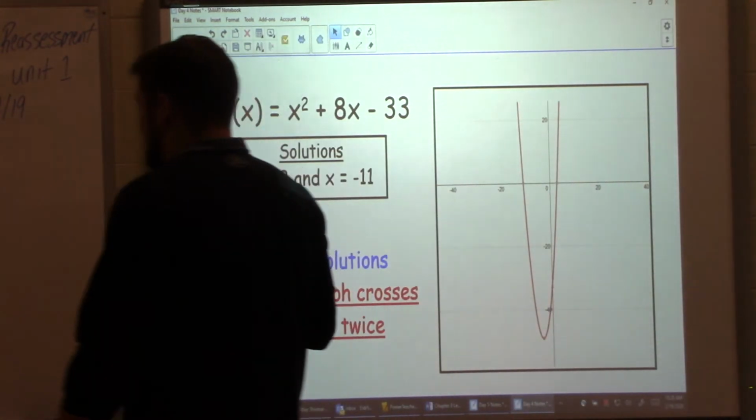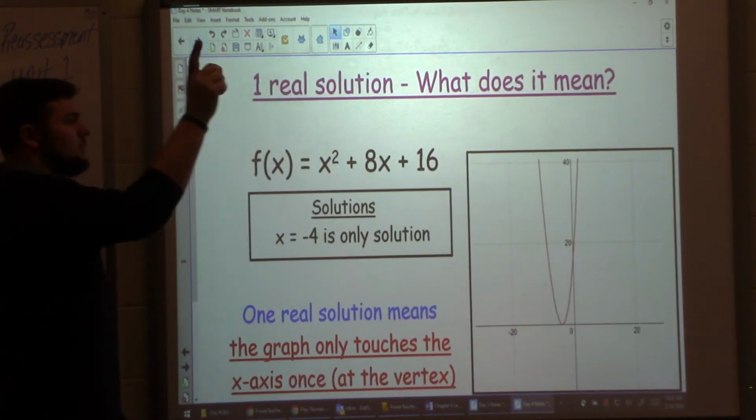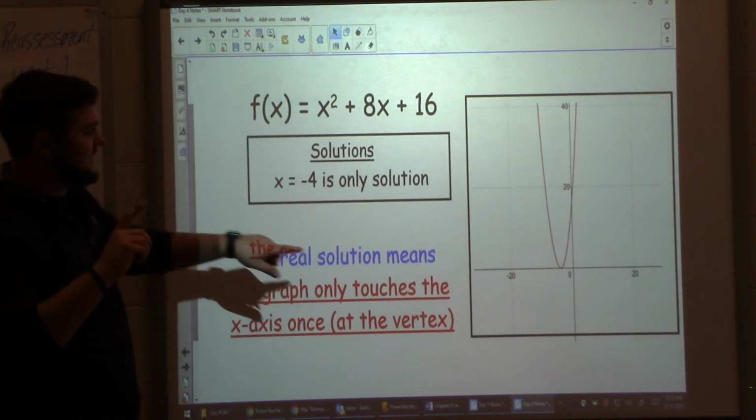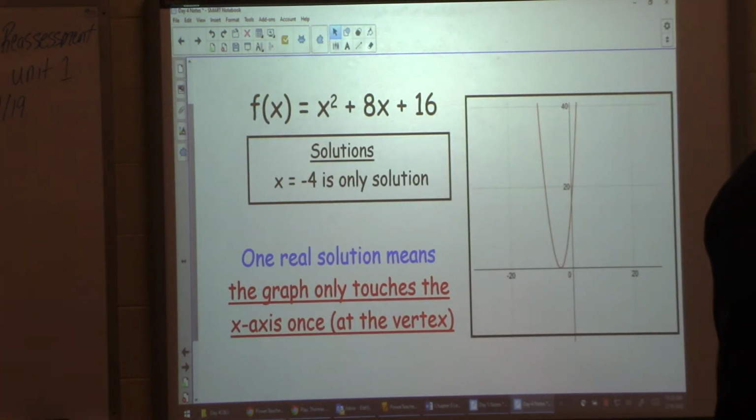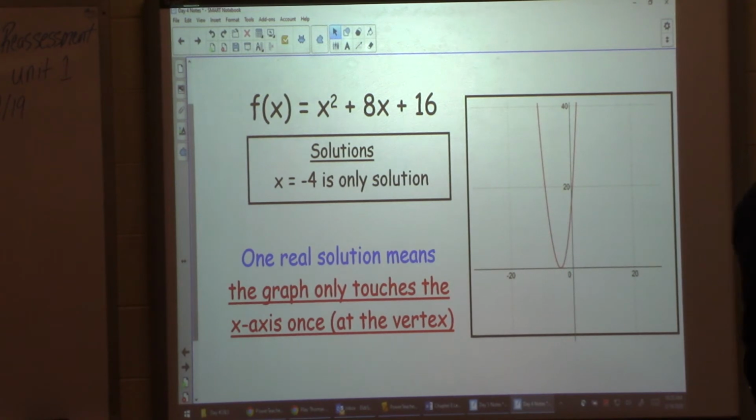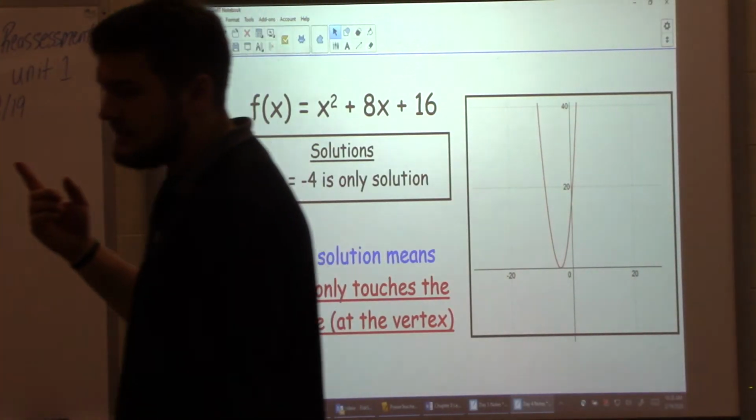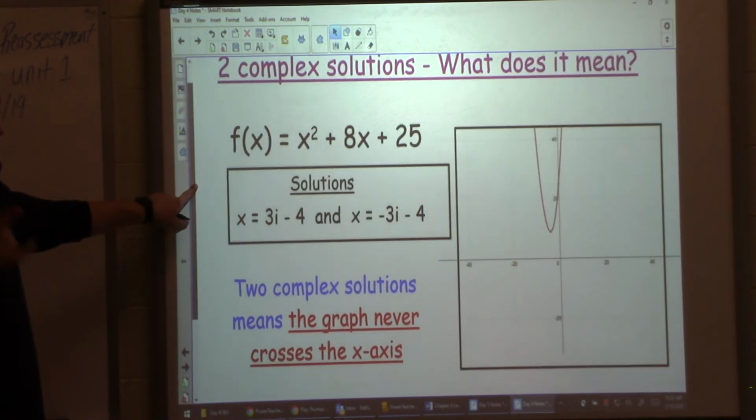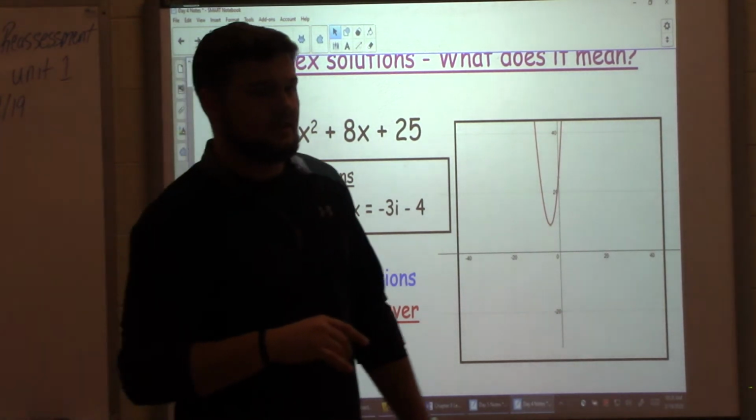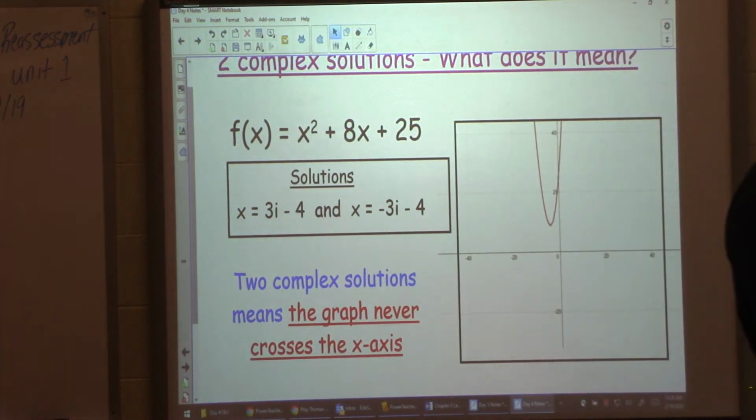Okay. Well, we could also get 1 real solution if we hit the x-axis once. Every time we hit the x-axis, we get a real solution, right? We hit it twice, we get 2 real solutions. We hit it once, we get 1 real solution. If we don't hit it at all, we're going to get 2 complex solutions, which means they're imaginary solutions. They're non-real. So those are the 3 different options you can have: 2 real, 1 real, 2 complex.